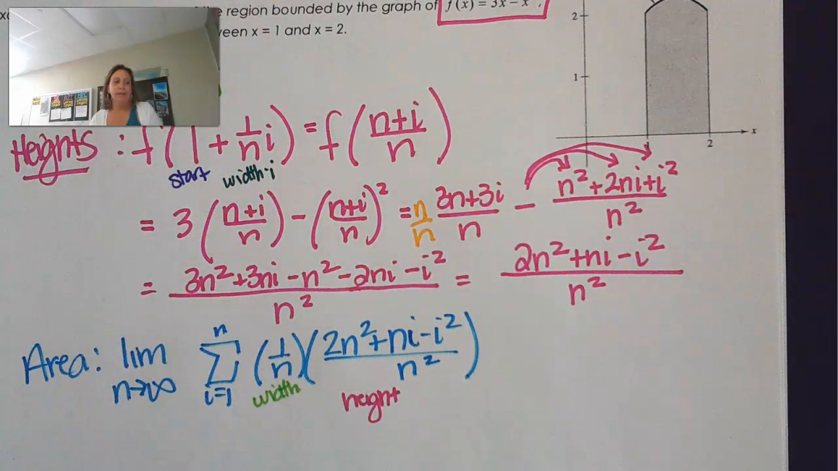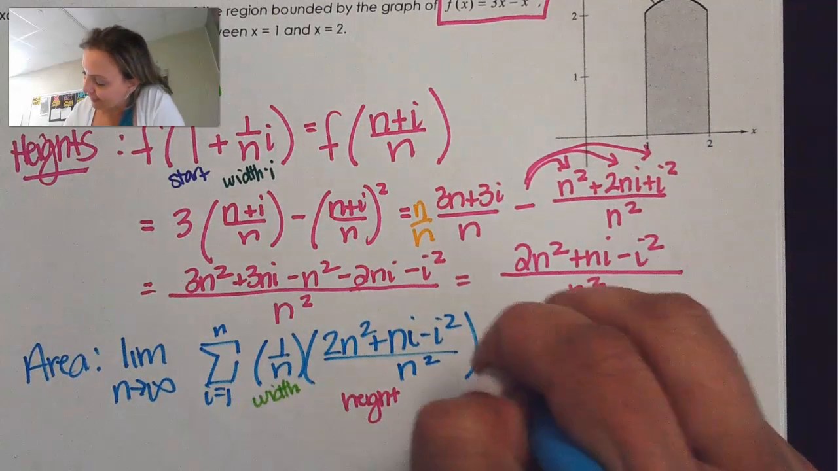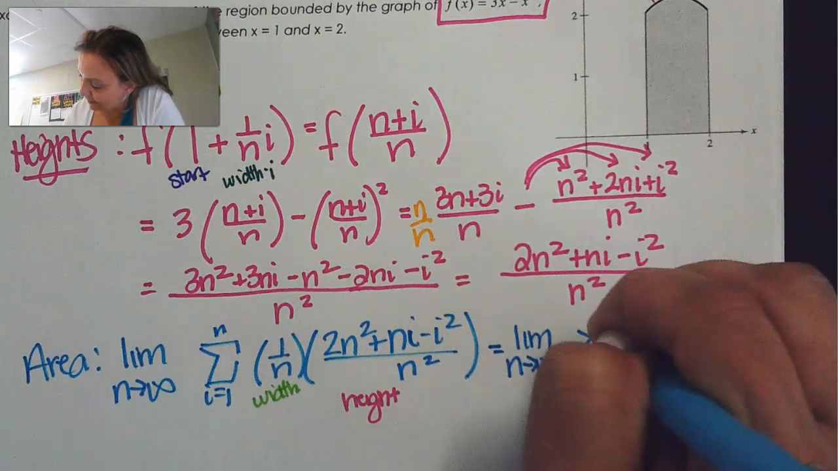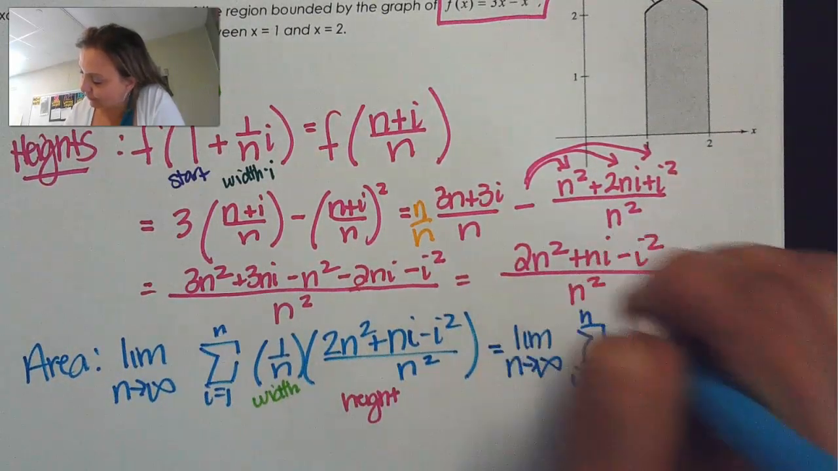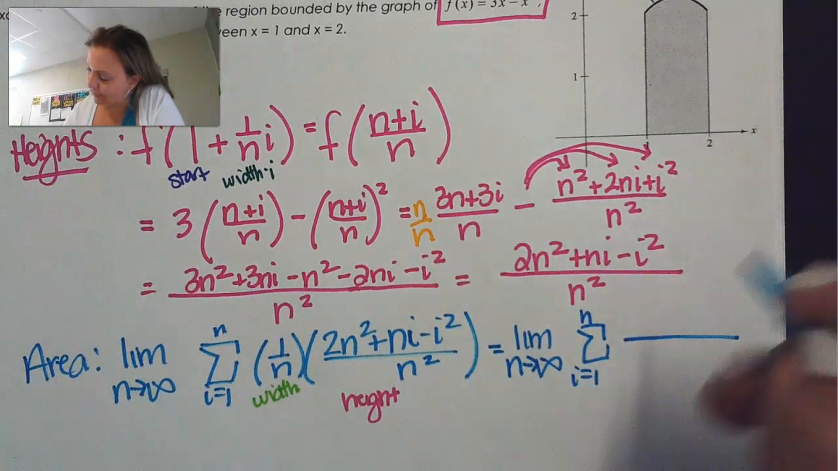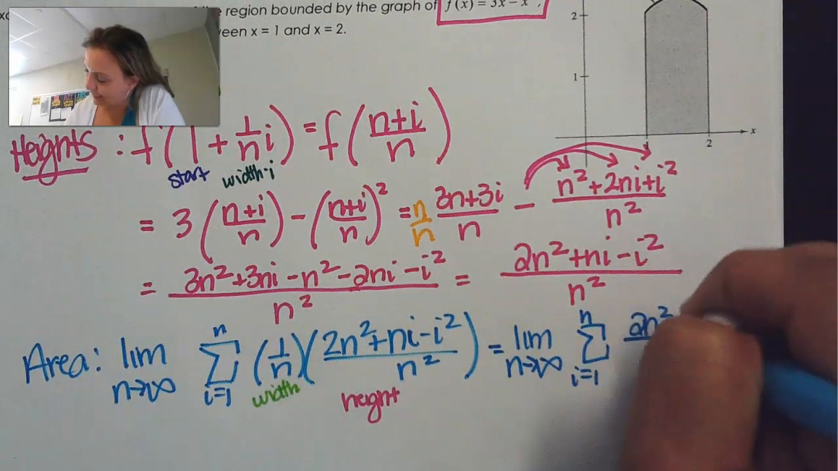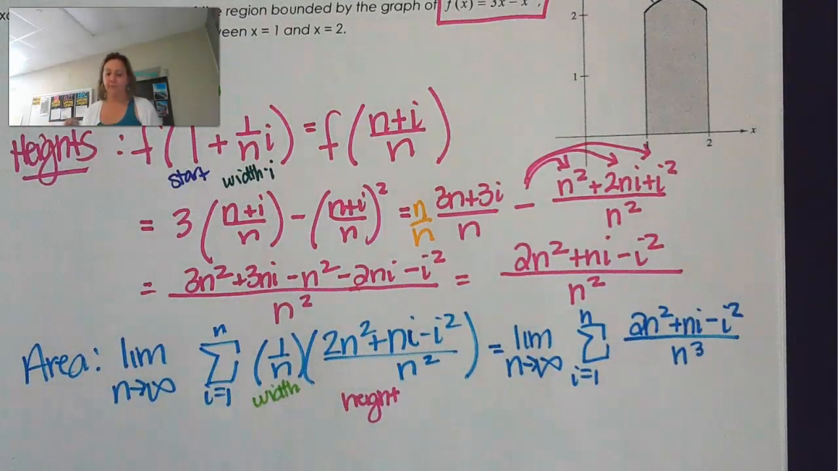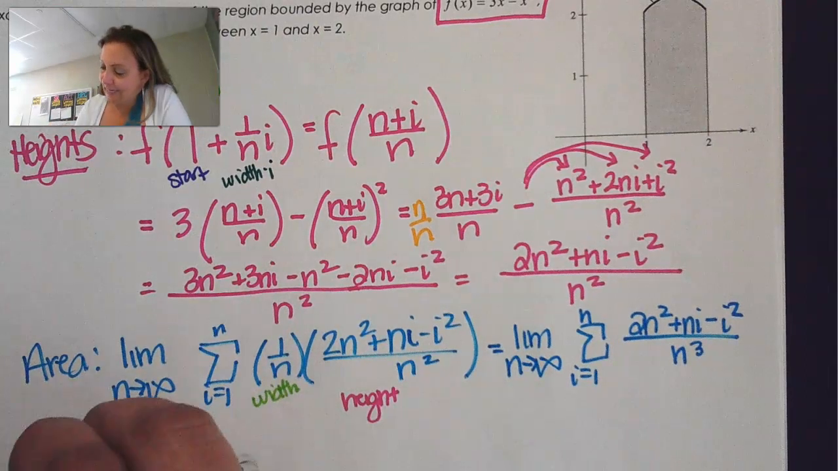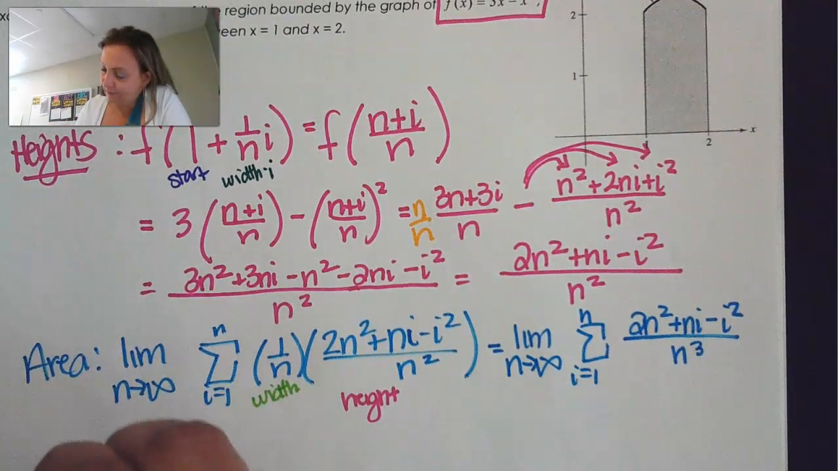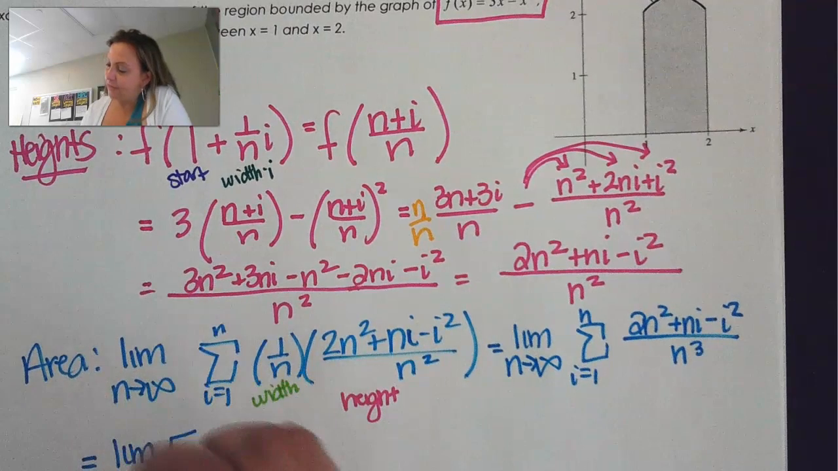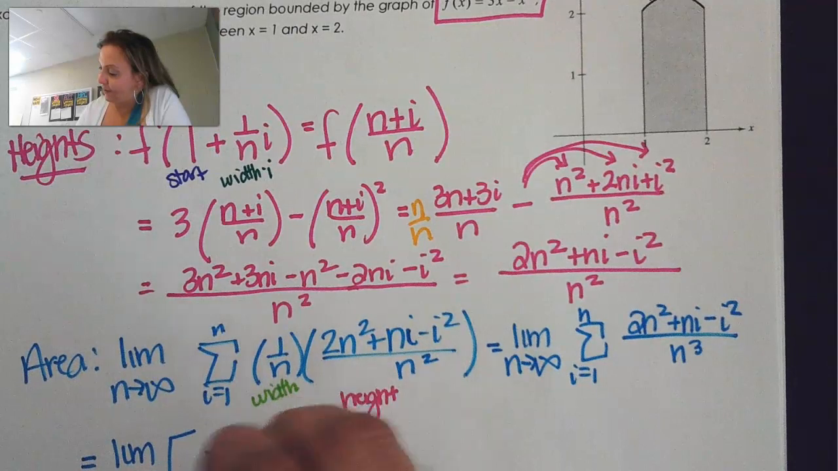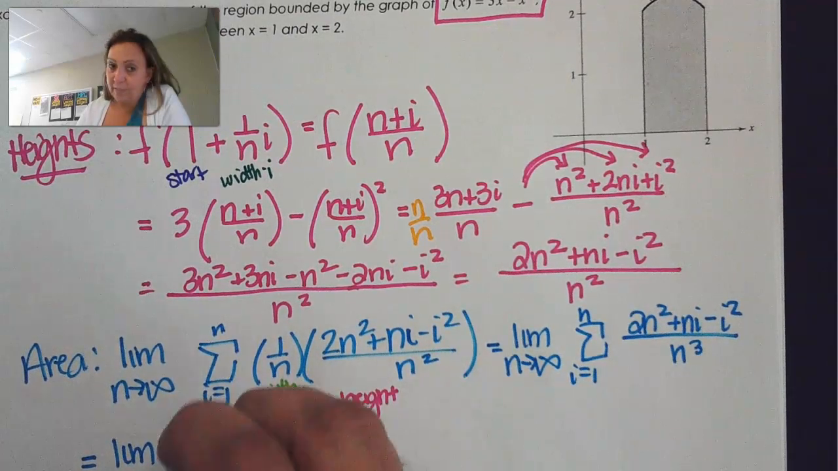Okay. All right. So working on that, we can see that this is just multiplying the width and height together. We're going to have 2n squared plus ni minus i squared over n cubed. And then this is where we can break it down into the different pieces. Okay, so I'm going to think about taking the sum of 2n squared over n cubed from 1 to n.